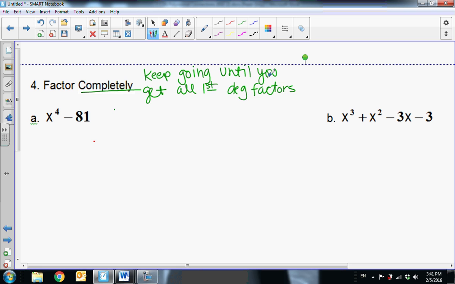All right, so keep going until you get all first degree factors, meaning no x squareds, no x cubes. We've got to get them all down to x to the first degree. This is a little tricky, but the way we're going to do this is to use irrational and complex numbers.